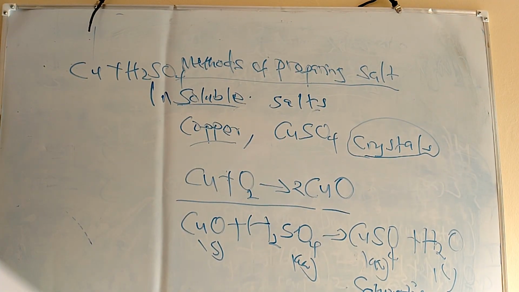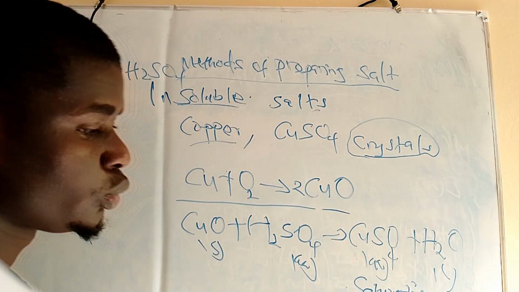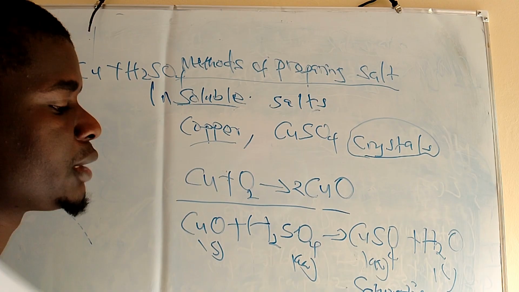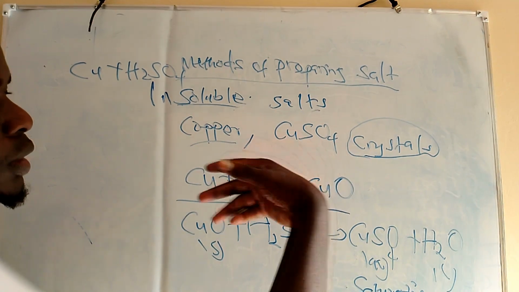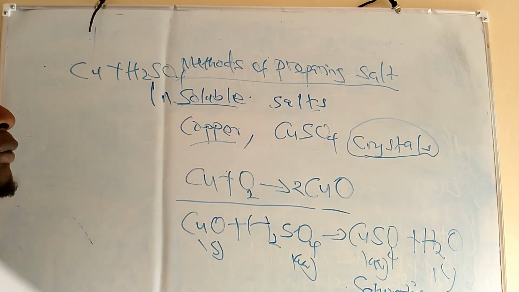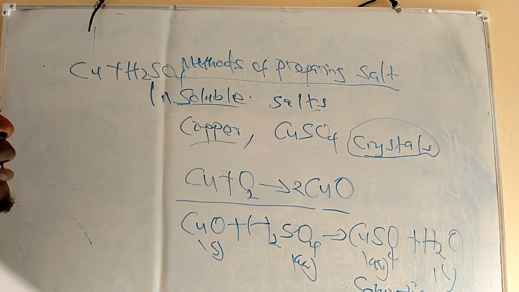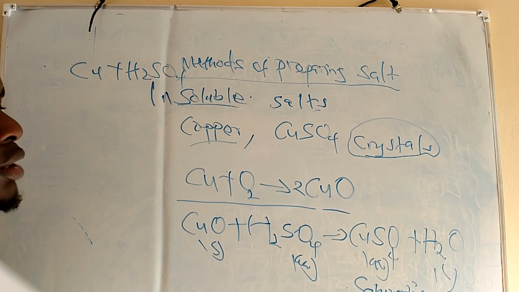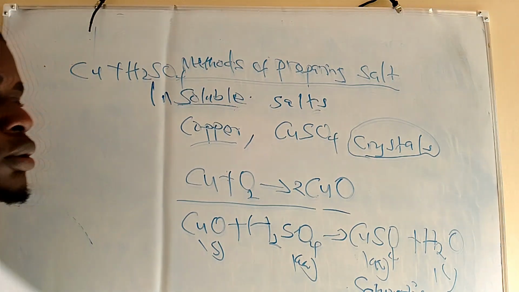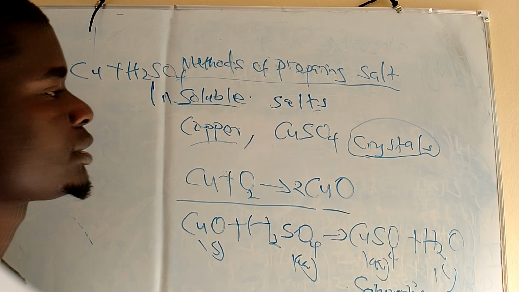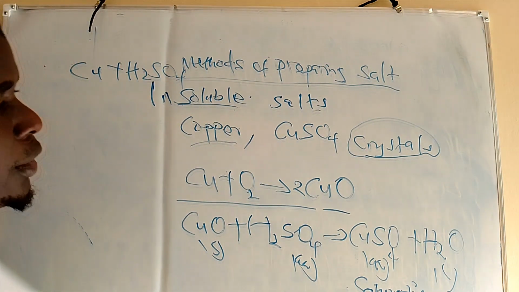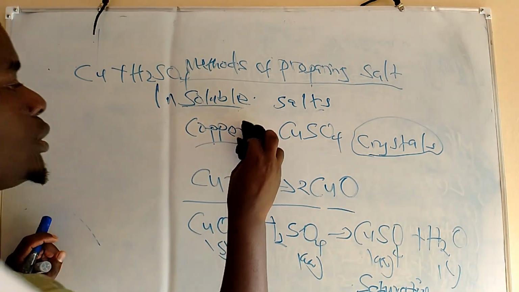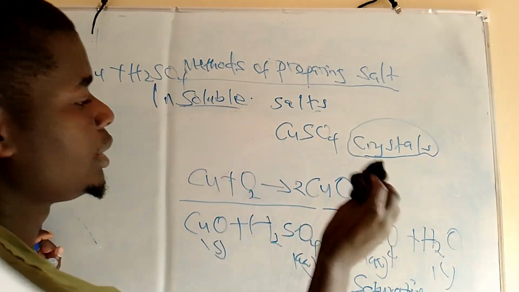After the crystals have been formed, you can dry them between filter papers. But if you are being told to prepare copper 2 sulfate powder, or anhydrous, which does not contain water of crystallization, then you heat to dryness, to ensure that all the water has been eliminated.